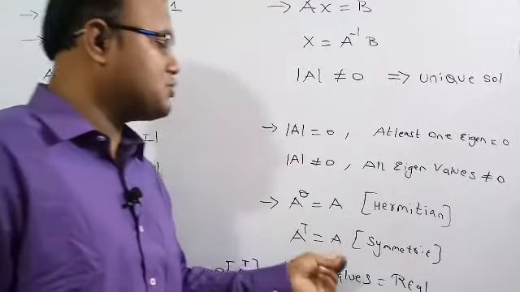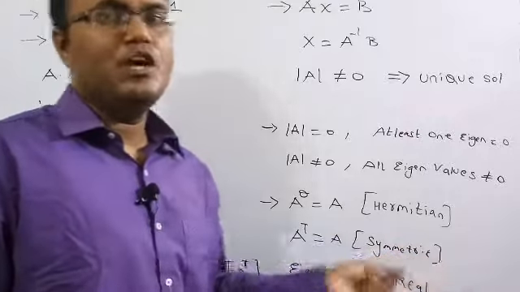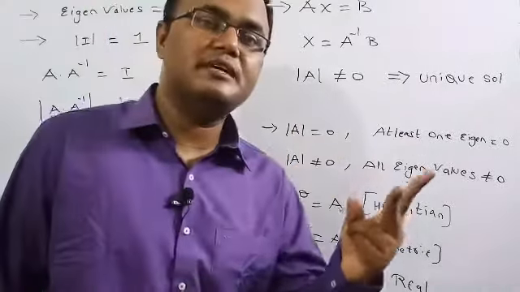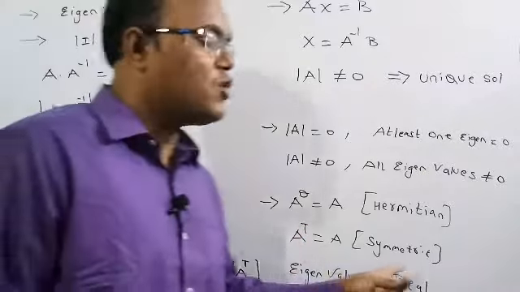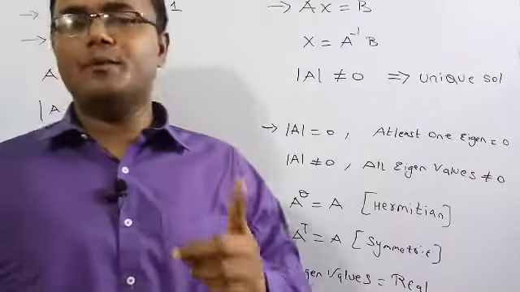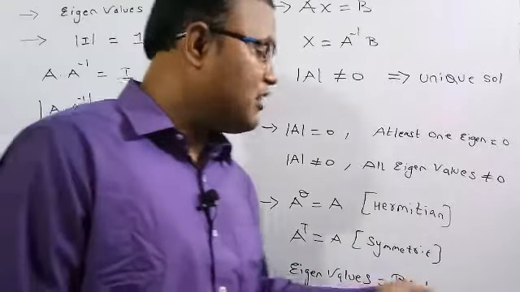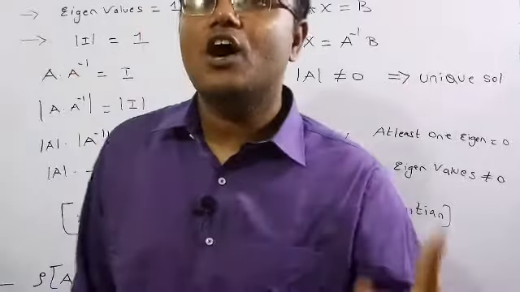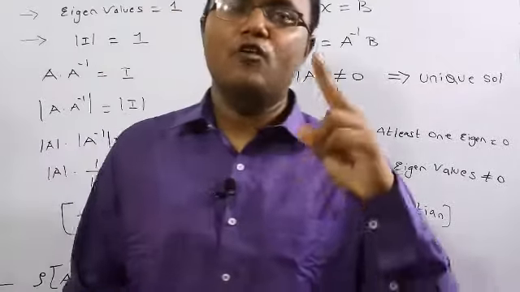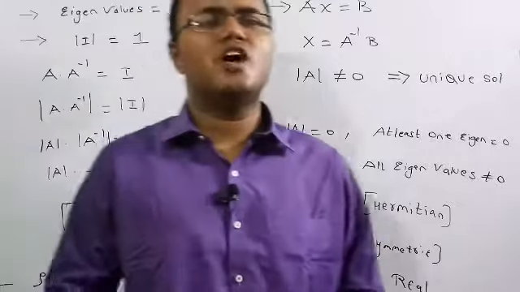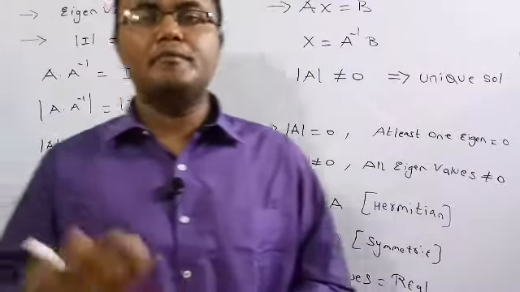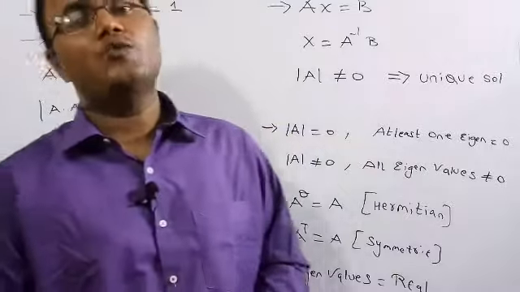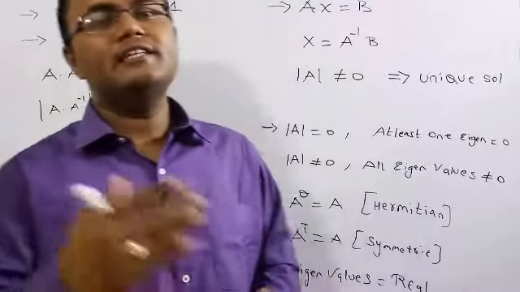For a real matrix, if A transpose is equal to A, it is a symmetric matrix. Whether for a Hermitian matrix or a symmetric matrix, the eigenvalues are always real. This I have already told you in my previous lecture: the eigenvalues are always real for these two matrices. They can be positive, negative, distinct, or equal. Anything is possible. In this lecture I have discussed some of the points of matrices in a detailed manner.